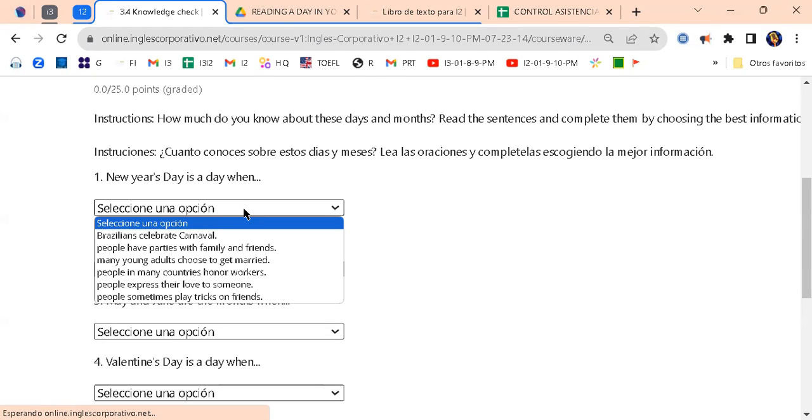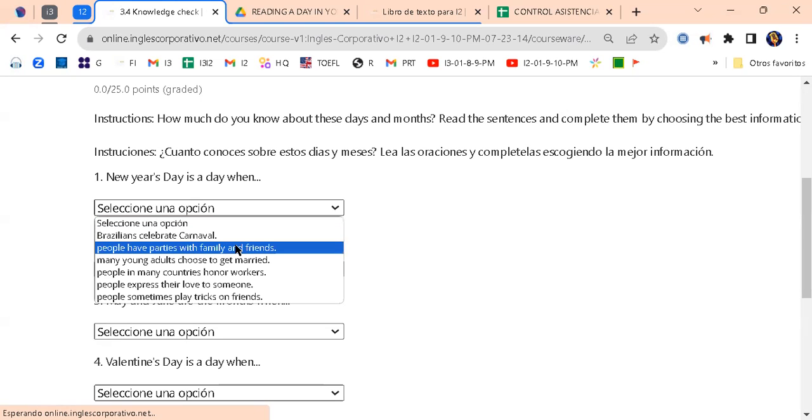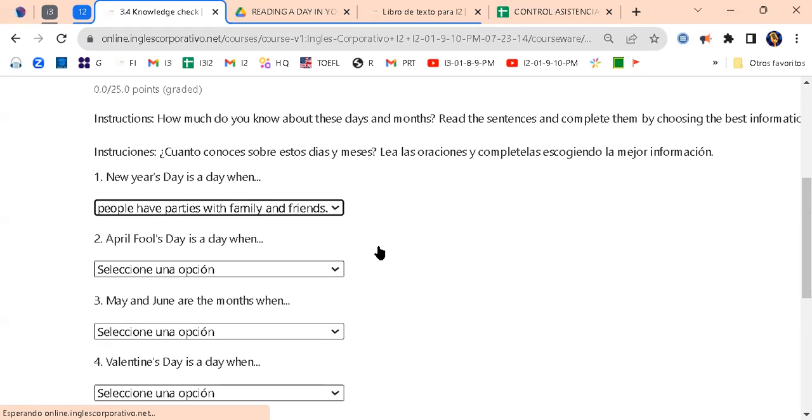Someone. Let's see. Some more opinions. How about the rest? People express their love to someone. What else? Think about it. So which would be the best answer? People have parties with family and friends. Yeah. Anybody else? One more. I need one more. We have one and one. Vamos a ver, necesitamos desempatar. New Year's Day is the day when? The second one. Okay. People have parties with family and friends.